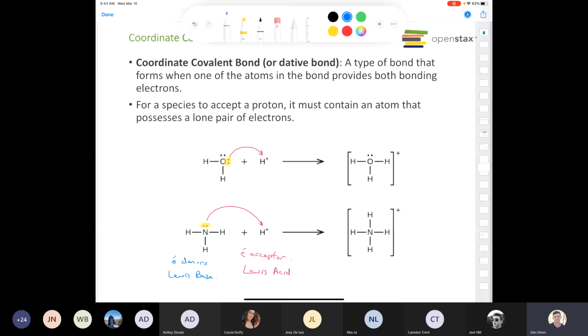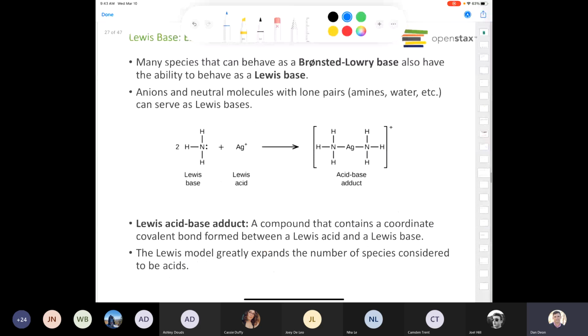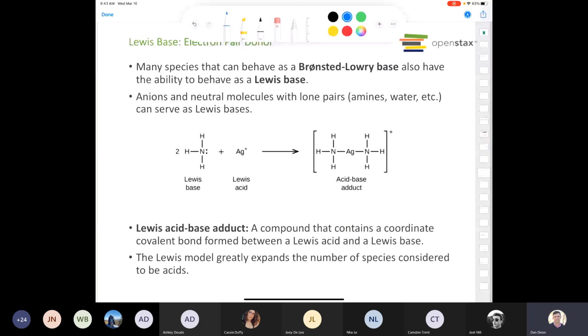Okay. All right. Well, reactions that involve the formation of coordinate covalent bonds are classified as Lewis acid-base chemistry. Okay. The species donating the electron pair, again, is the Lewis base, and the species accepting the electron pair again is the Lewis acid. Well, we have many species, a molecule or an ion, that can behave as a Bronsted-Lowry base.